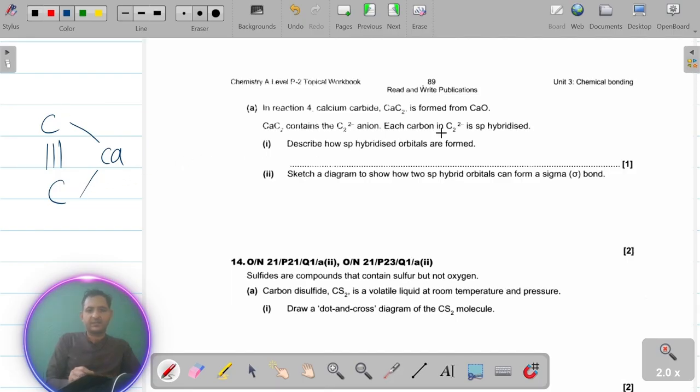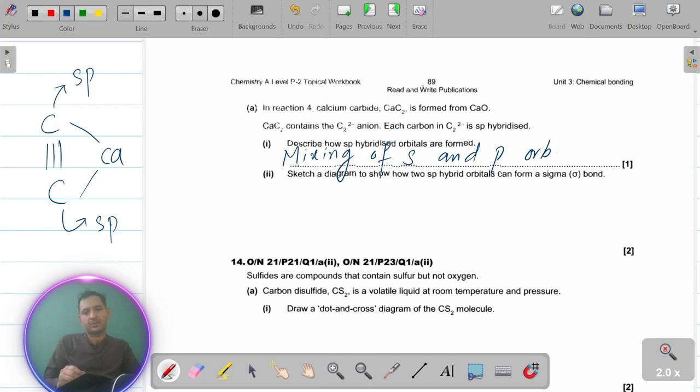Each carbon is sp hybridized. Why? Because a triple bond is there, so it is sp hybridized. Describe how sp hybridized orbitals are formed. One s and one p orbital: mixing of s and p orbitals. When one s and one p orbital intermix together, we get sp.